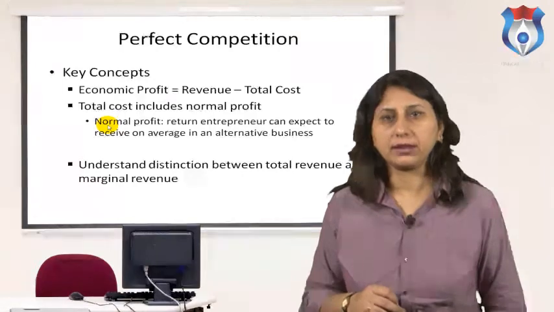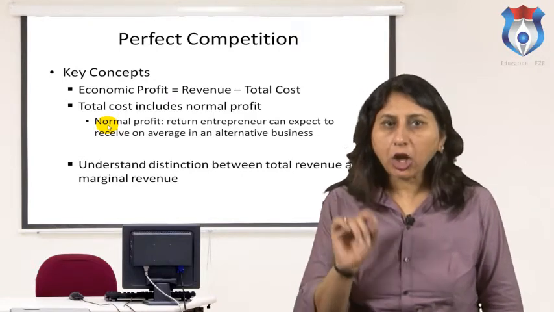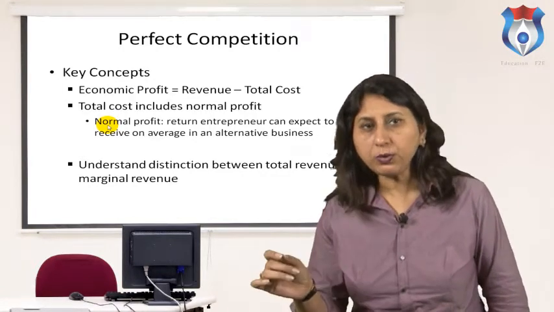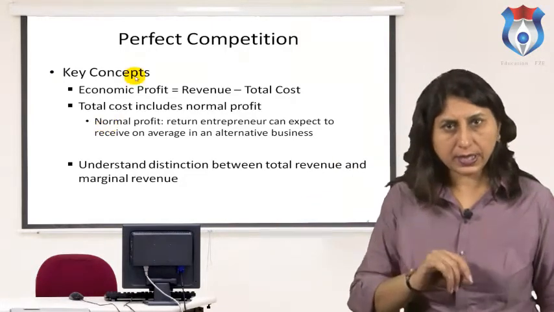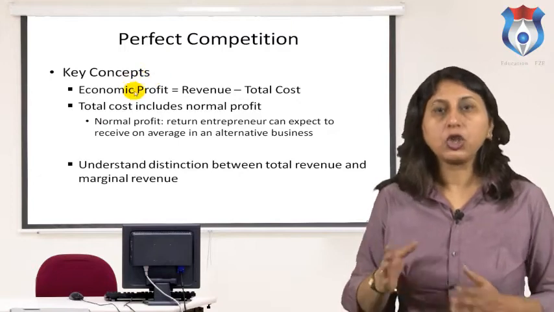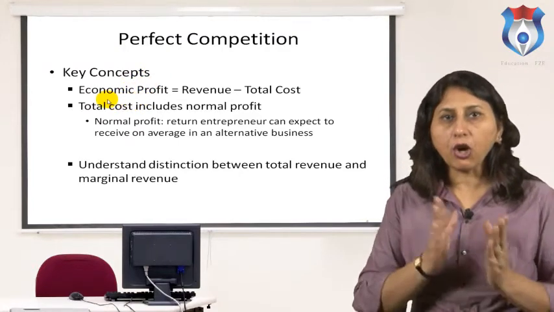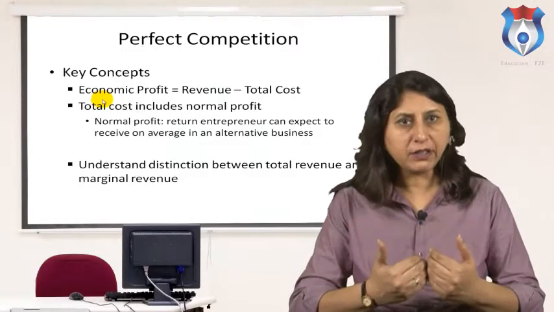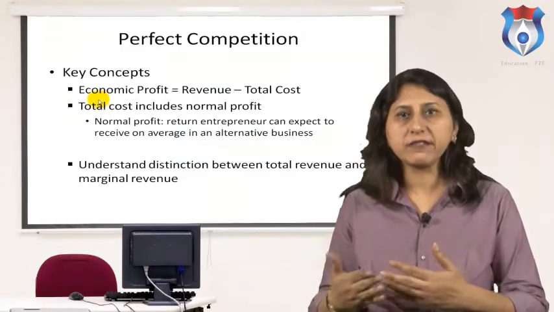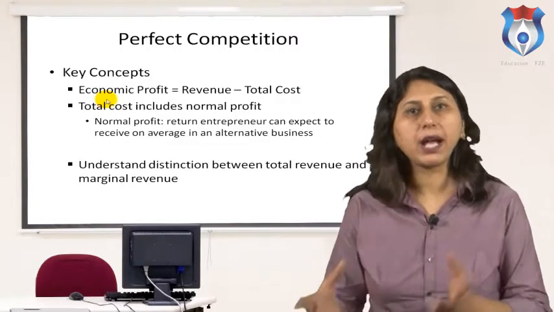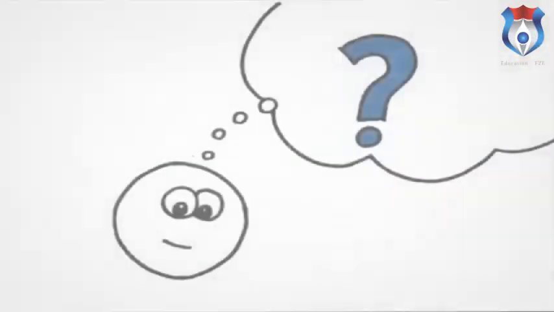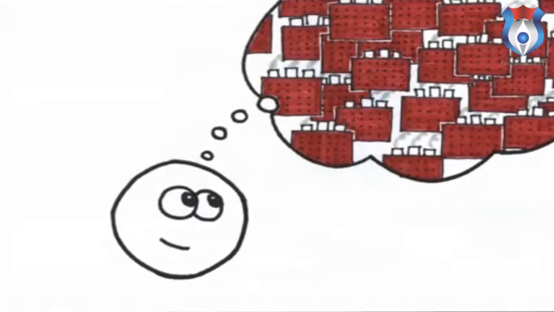Perfect competition. Key concepts: economic profit is equal to revenue minus total cost. Total cost includes normal profit. Normal profit: return an entrepreneur can expect to receive on average in an alternative business. Understand the distinction between total revenue and marginal revenue. In perfect competition, 1, there are a large number of sellers. There are a large number of buyers too, but we won't be worrying about that just now.